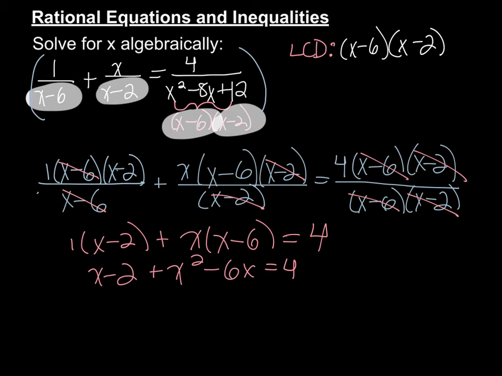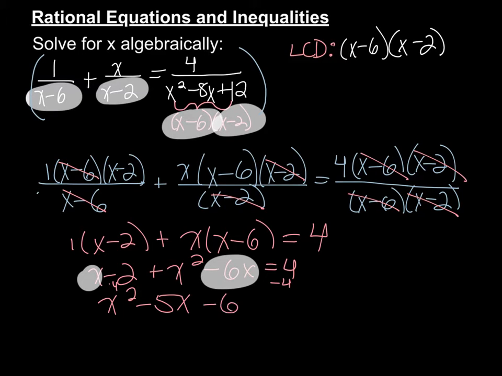And then we need to get it into standard form. So I'm going to combine the x and the negative 6x, and that's going to give me x squared minus 5x, and then I'm going to subtract the 4 to the other side, so that's going to give me a minus 6. When I factor that, each one gets an x. They're going to have different signs, and we're looking for two factors of negative 6 that add up to negative 5 with different signs. So this is going to be a negative 6 and a positive 1.